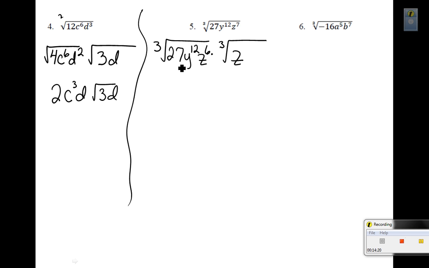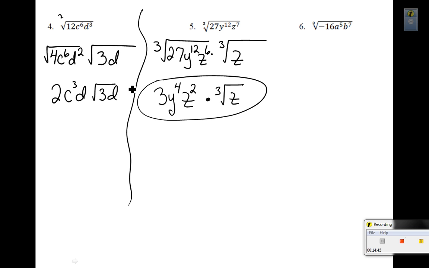The cube root of 27 is 3. Y to the 12 divided by 3 is 4. Z to the 6 divided by 3 is 2. Times the cube root of z. As weird as it looks, guys, that's my answer. I'm going to just keep clicking these off. Here goes your number 6.